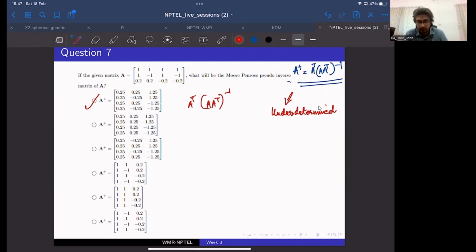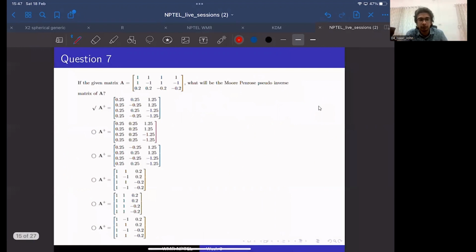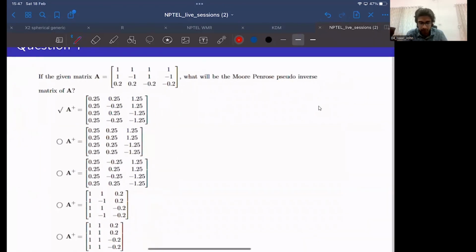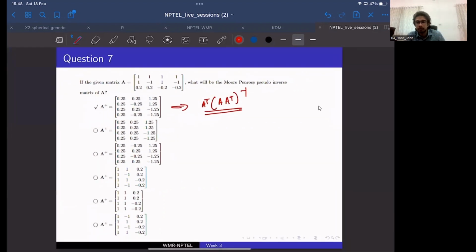So I think let's check the solution. As per the solution manual, this is the correct option. How did we find out? The solution we found out is using this pseudo inverse, A transpose, A A transpose the whole inverse. I hope this is clear enough.